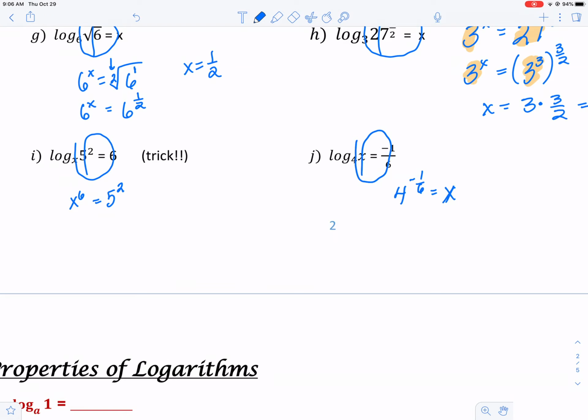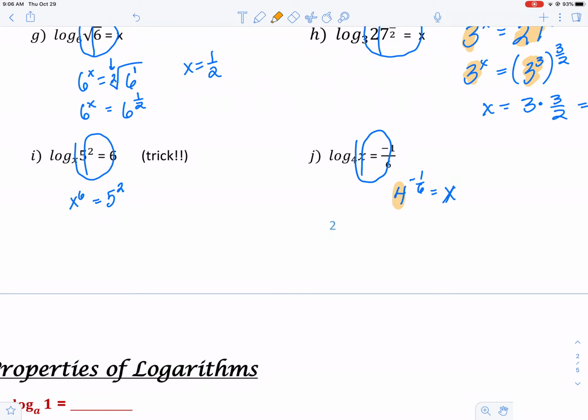So we just have to figure out what 4 to the minus 1/6 is, right? There's a couple of different ways we could do that. First thing is I'm going to rewrite that 4 because I don't know what the 6th root of 4 is. So I'm going to use my exponents, okay?